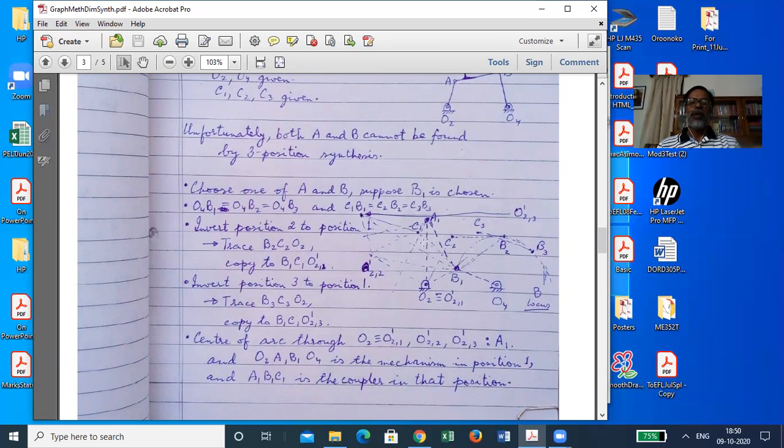So O2, A1, B1, O4. This is the mechanism. And A1, B1, C1. So wherever C was given, with respect to that, A and B have come like this. Okay. So you have got path generation. Now you want function generation. Fine.